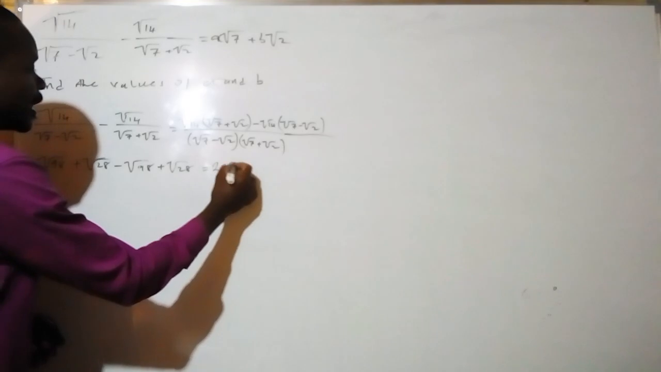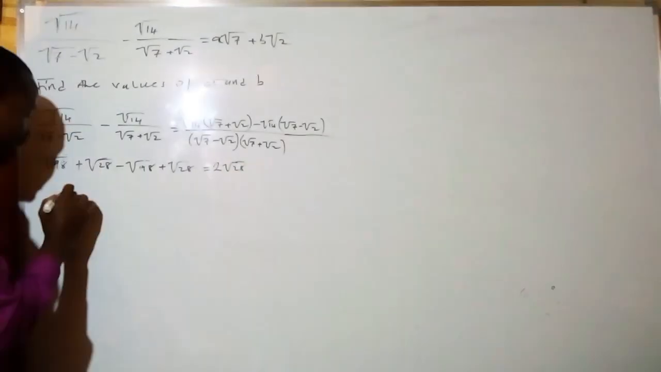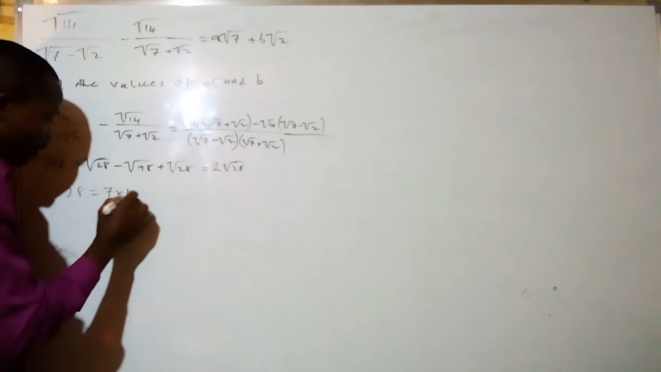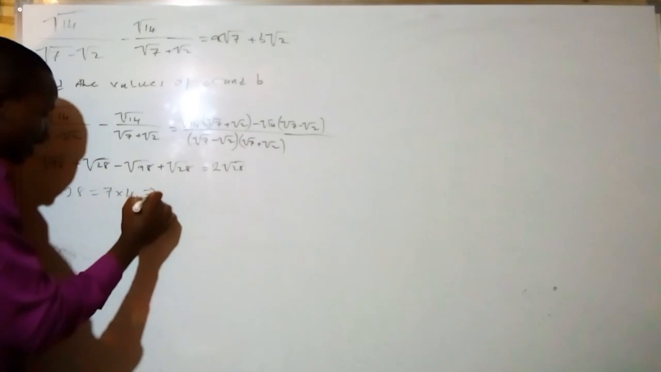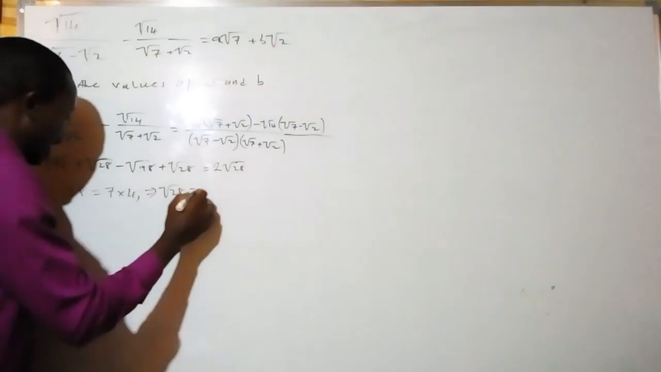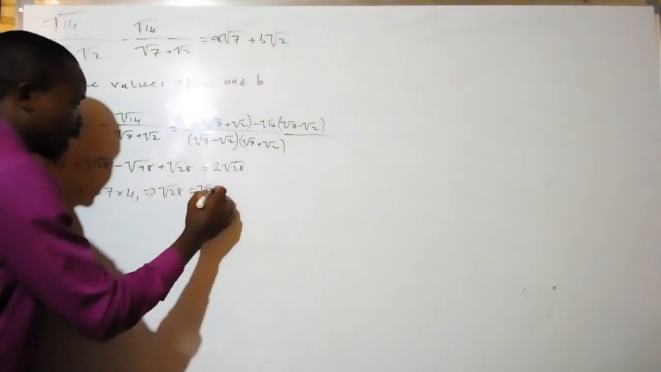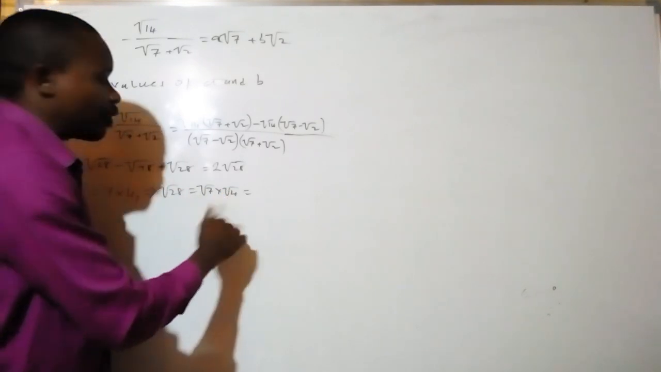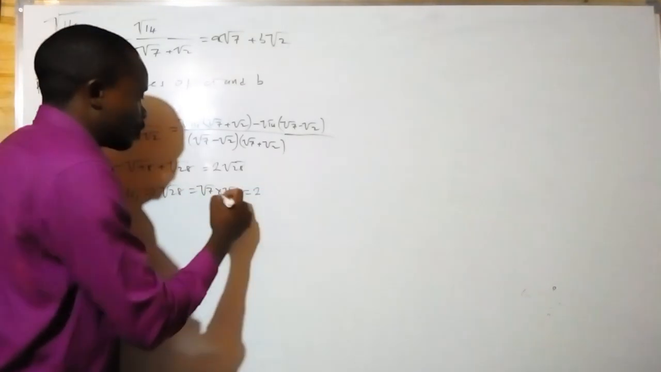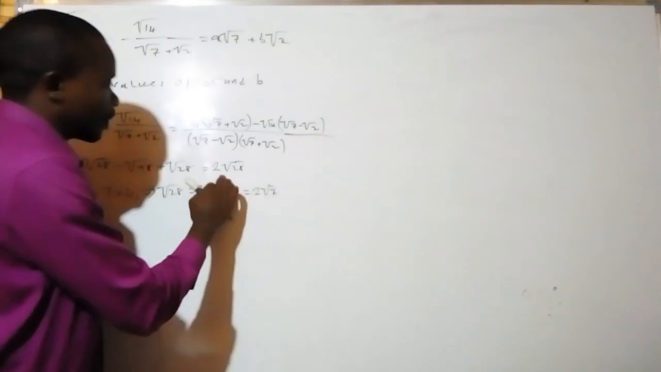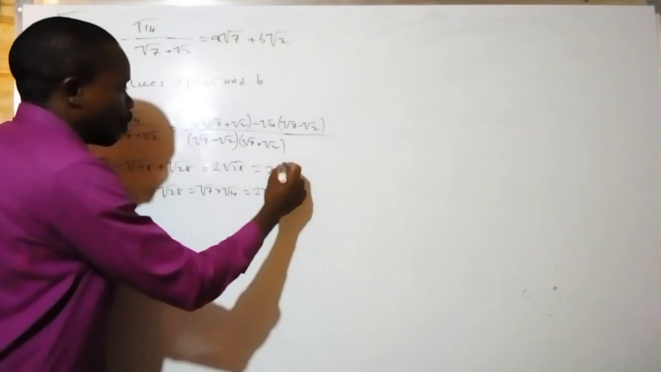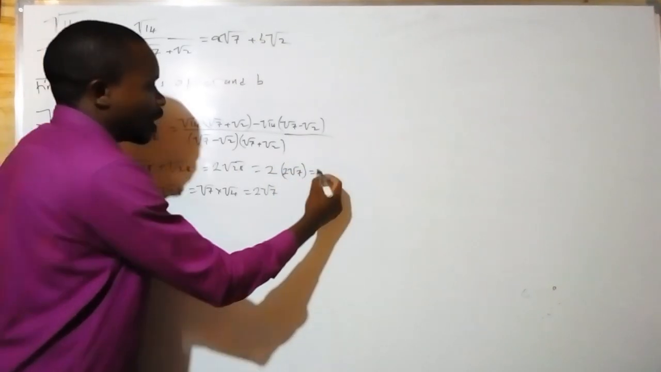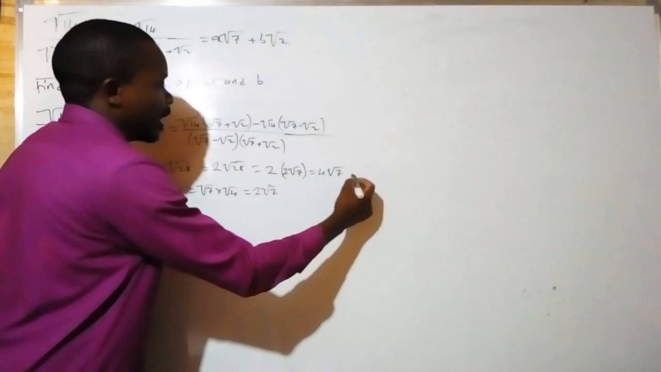But 28 is the same as 7 times 4, which means root 28 is equal to root 7 times root 4. Root 4 is the same as what? The square root of 4 is 2. So we are going to have 2 root 7. So this is the same as 2, open the bracket, 2 root 7, and once we open the bracket, you are going to have 4 root 7. And this is our numerator.